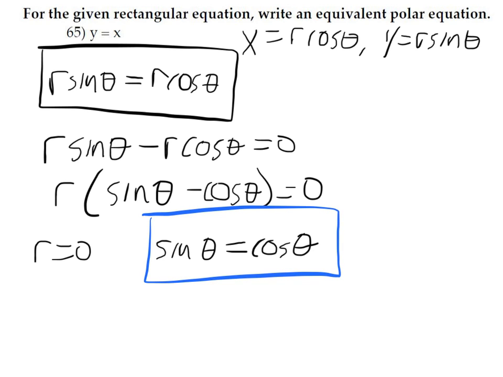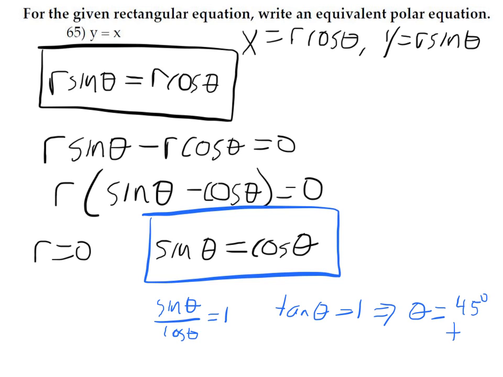in simplified form. If you divide by cosine, you would get sine theta over cosine theta equals 1, or tangent theta equals 1, which is theta equals 45 degrees plus k times 180 degrees. And that is here and here. That's the line y equals x. Perfect. So we can see by doing just a little bit more work that this is in fact true.